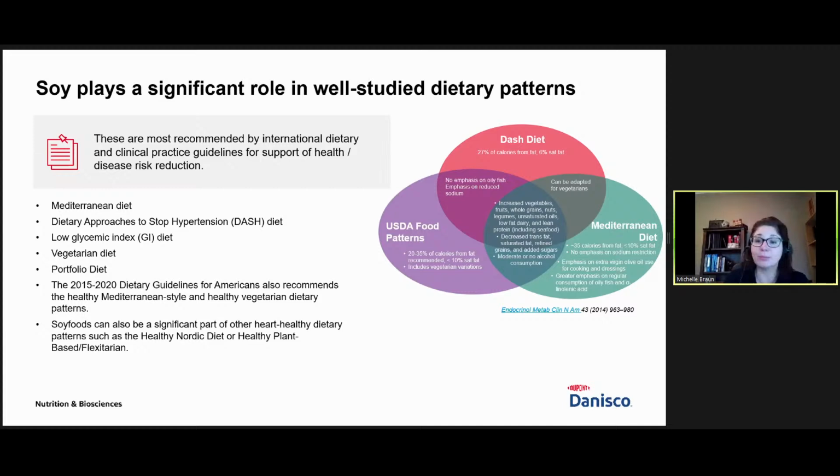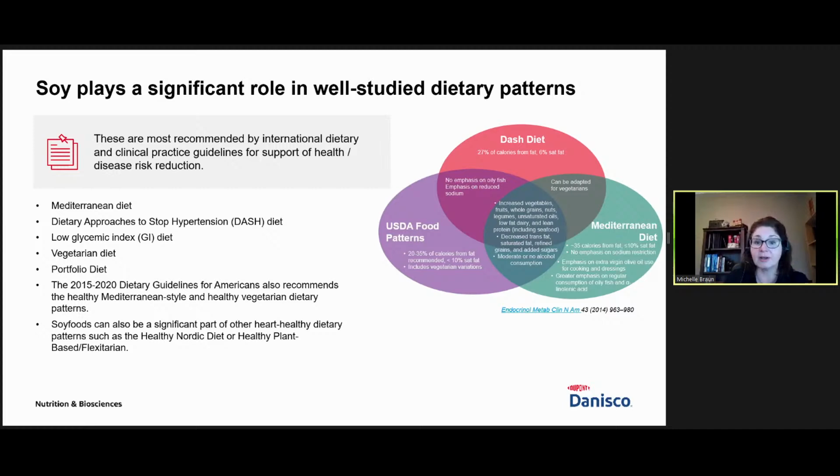And it's important to recognize that soy is an essential high quality protein source for vegetarians to help meet their needs in a single source and help to bridge any gaps that may come through adhering to that diet. And the list goes on. So a common theme for these dietary patterns is that they are primarily plant-based, and soy can play a significant role within them.